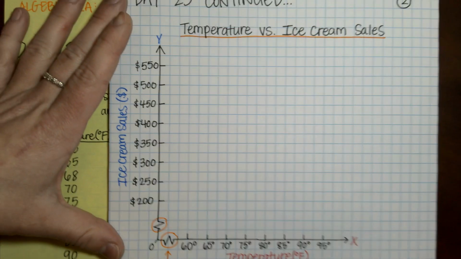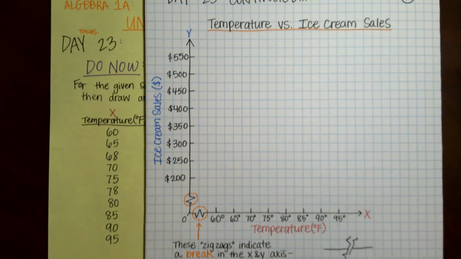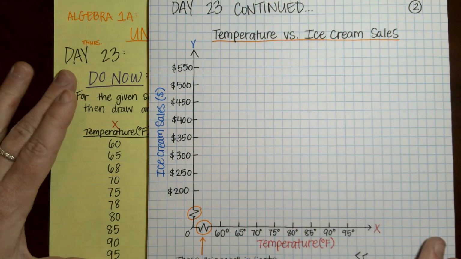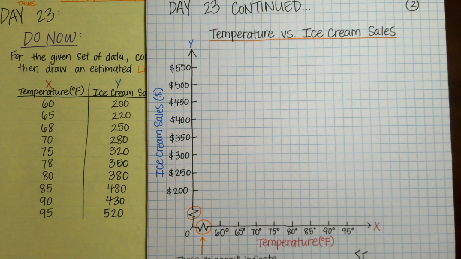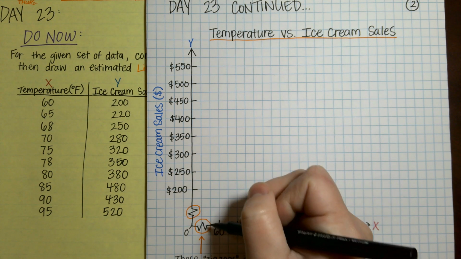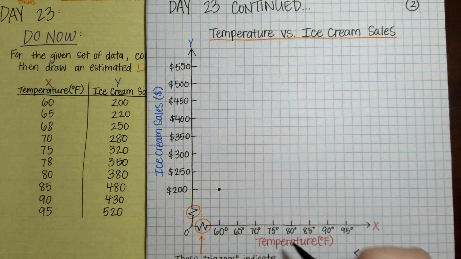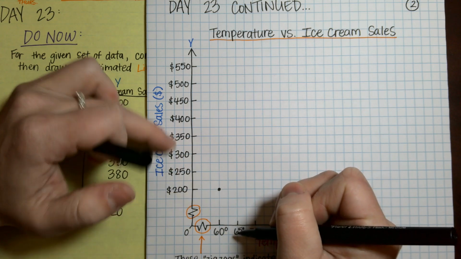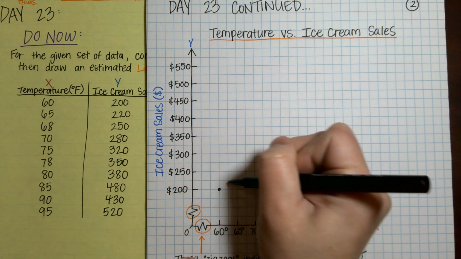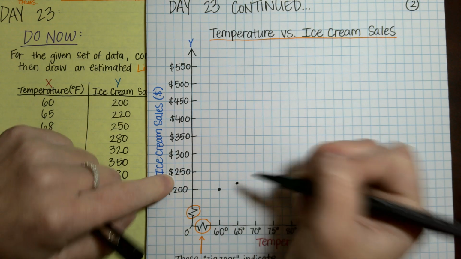All right, so now we have everything labeled nicely, and we're going to plot our points. So on the day that it was 60 degrees outside, it looks like the ice cream sales were about $200, so I'm going to put a point right there. At 65 degrees, it was 220. So I counted by 50s here. So in between each one would be, this is 225, so I'll go a little below that.